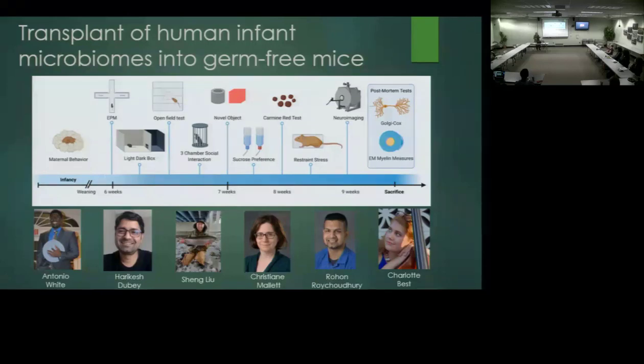Rohan Rahachuri is an osteopathic medicine student. So he's been doing our dendritic complexity measures with the postmortem samples. And Charlotte Best is a talented undergrad from the professorial assistantship program originally. She's now been in my lab 3 years. But she's been doing myelin measures with electron microscopy.